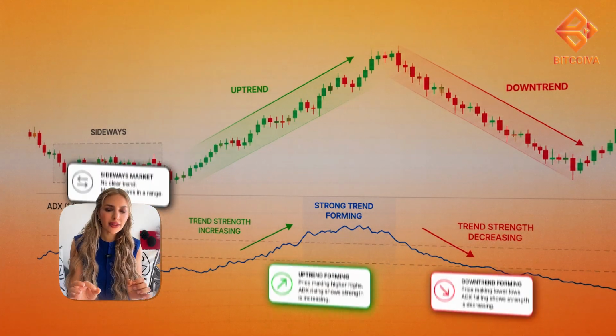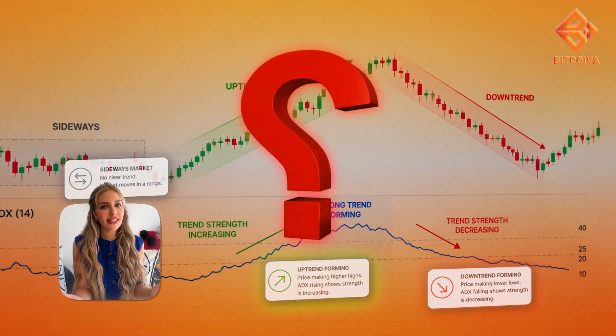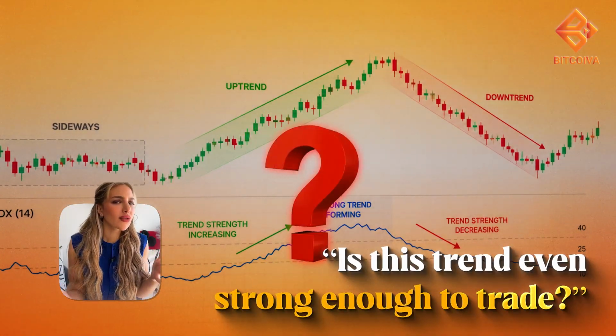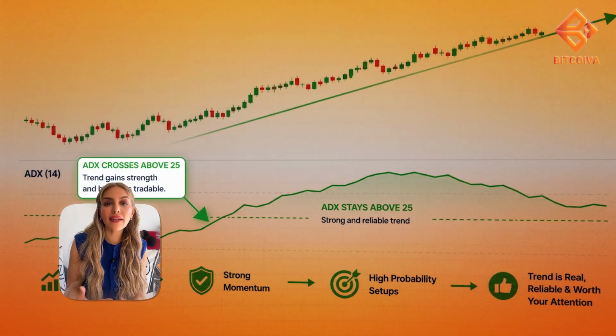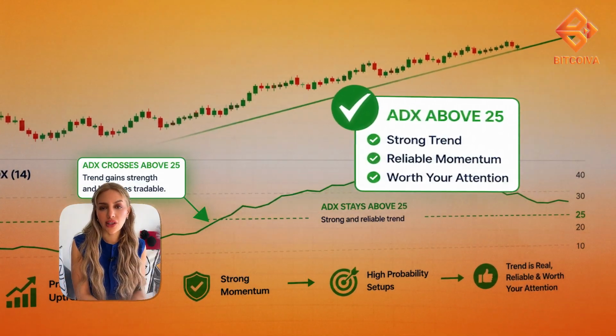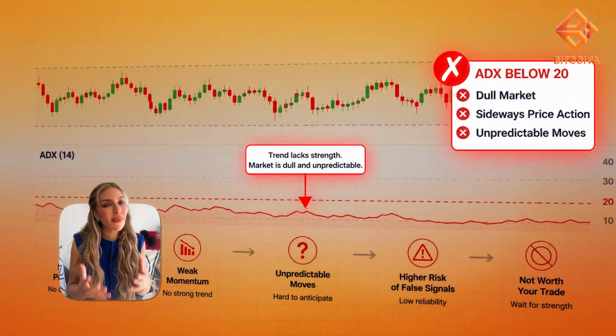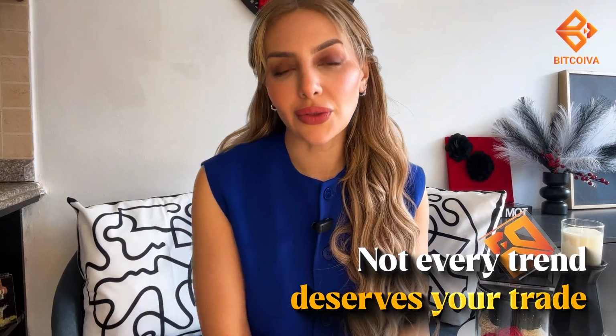ADX. At this point, you see trends forming, but a new question arises. Is this trend even strong enough to trade? That's when you check ADX. If ADX is above 25, the trend feels real, strong, reliable, worth your attention. If it's below 20, the market feels dull, sideways, and also unpredictable. You learn something important here. Not every trend deserves your trade.